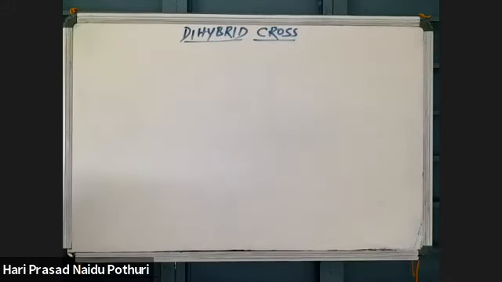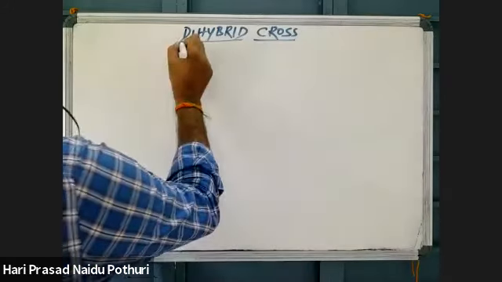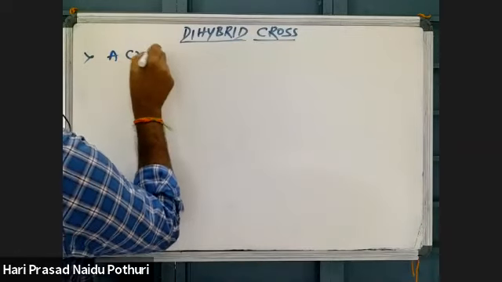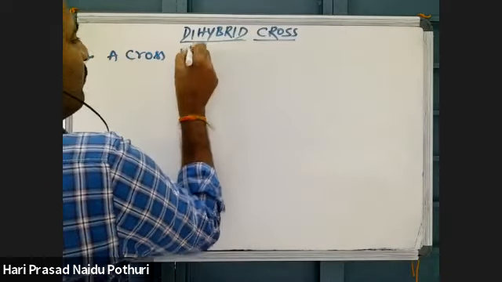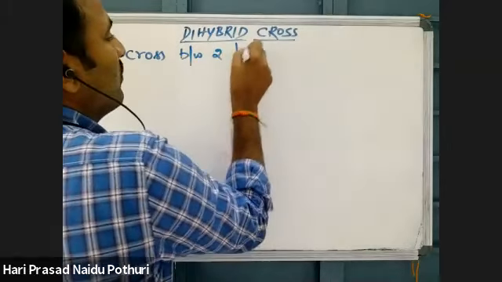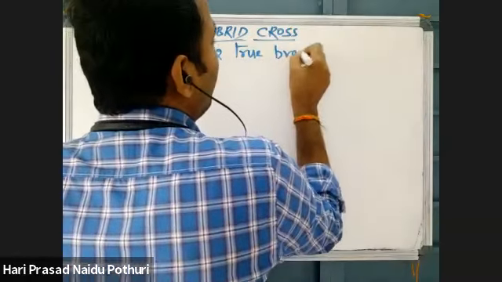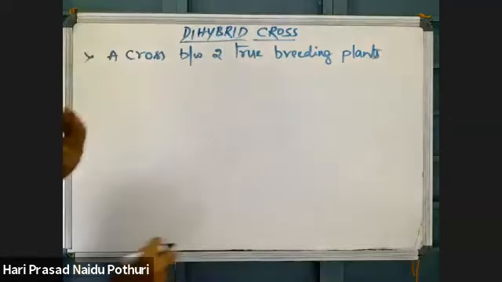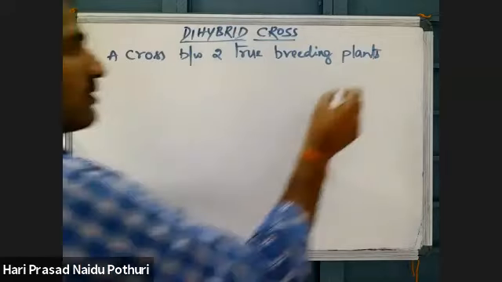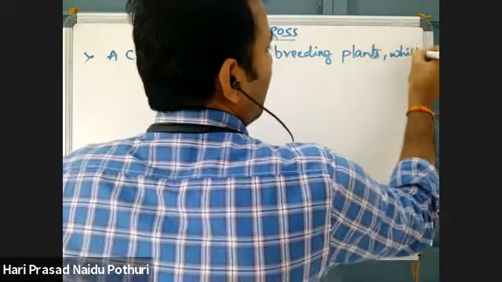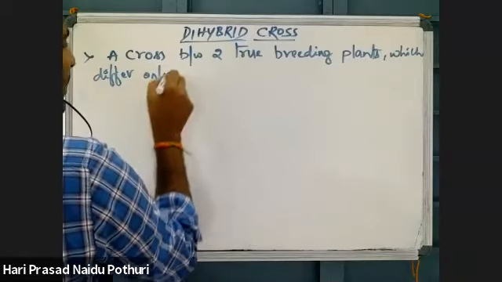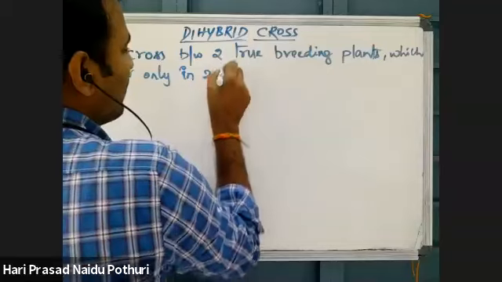This dihybrid cross is somewhat more critical and lengthy than the monohybrid cross. Here, what is dihybrid cross? Dihybrid cross is a cross between two true breeding plants. Which plants here? True breeding pea plants which differ only in two traits.